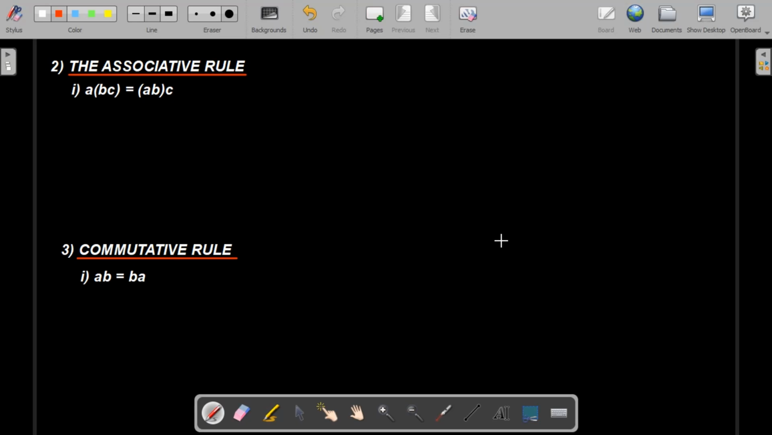Now we're talking about the other rules. We're just going to talk about these two rules: the first one is the associative rule, and the second one is the commutative rule. These are the two rules that we're going to talk about today in this video. After that, we're going to also talk about what we call factorization, because what we have done so far is expansion, which is under algebra.